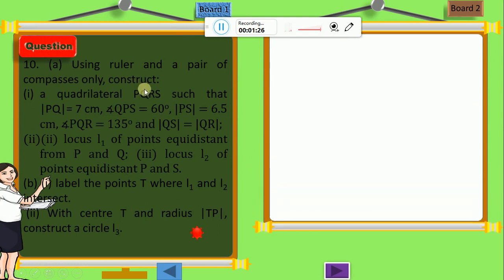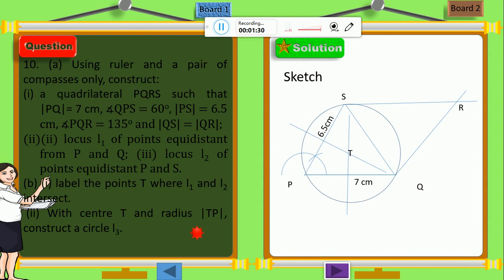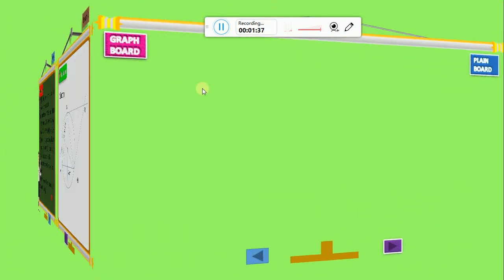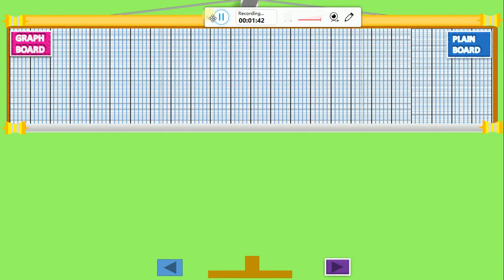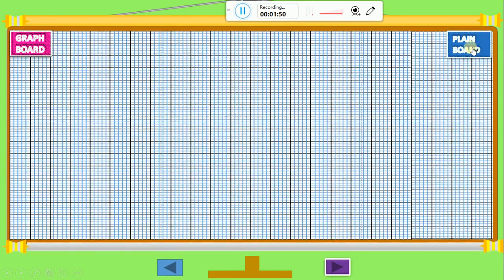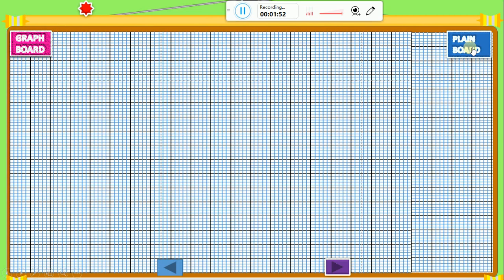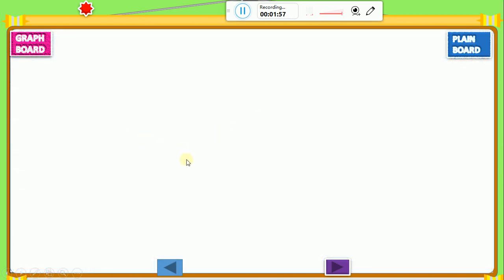That's the question on construction. The first thing we usually do in construction like this is to make a sketch of the diagram to enable us to do a better construction. So having done this, now we'll move straight to the graph board. Now this is the graph board. Then we will now select the plane board for construction. Then we're going to start the construction now.